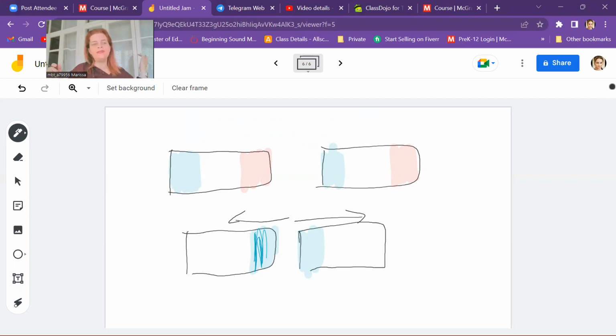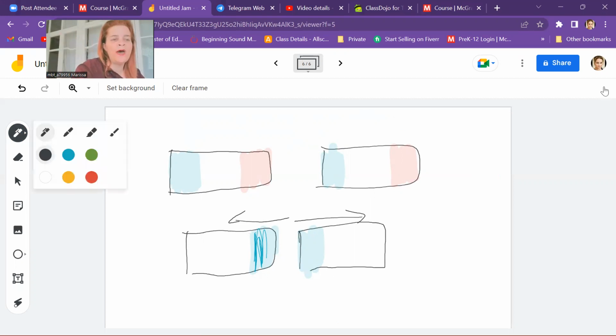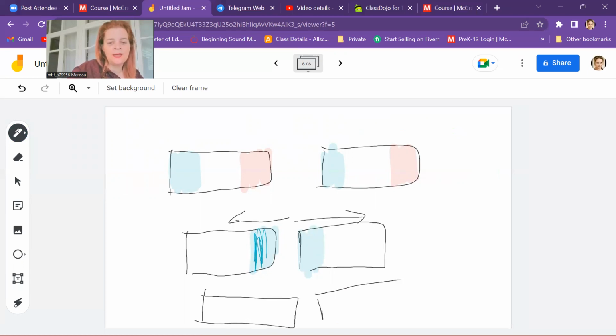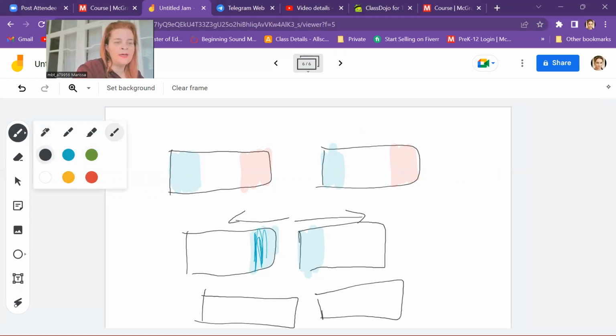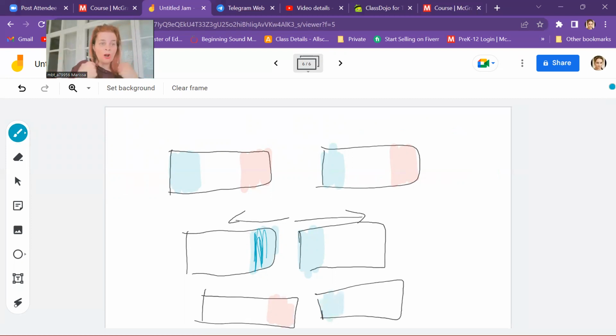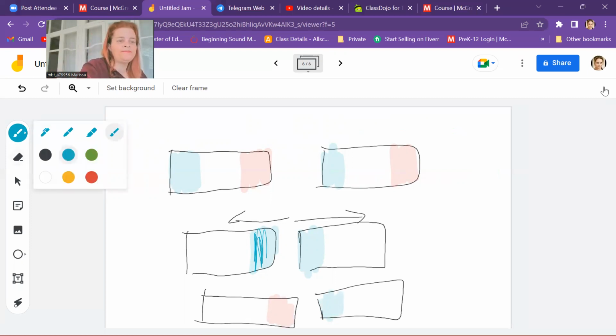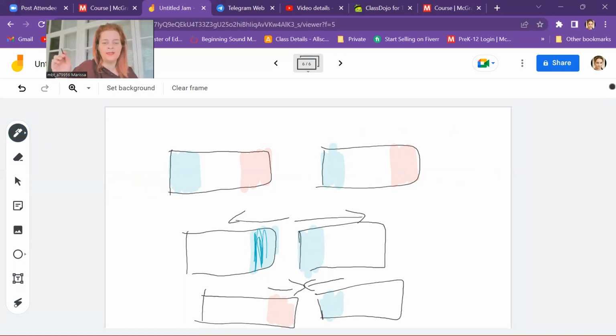Okay? But when they say opposites attract, this is very similar in magnetism. If you have two magnets, Miss Marissa's drawing is really not so great today, but that's okay. You have a red and a blue. They're going to be stuck together. This is what they're talking about. They will stick together. So they attract.